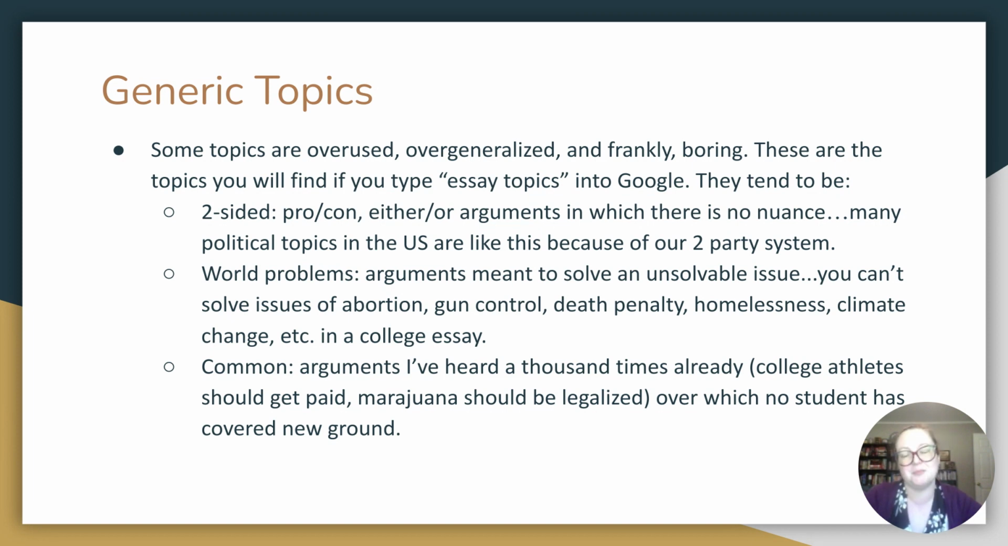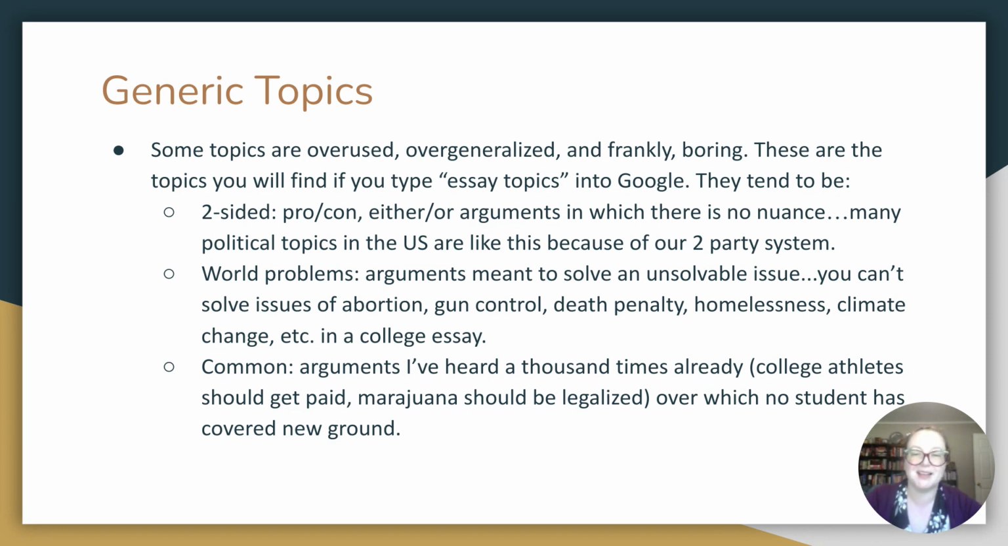And these arguments are also common. They're arguments I've heard 1,000 times already. So things like, college athletes should get paid. I don't really care either way. Like, sure, I think college athletes should get paid. But I've heard all the arguments for and against. I don't think you're going to cover anything that I haven't heard, and that everybody hasn't heard.